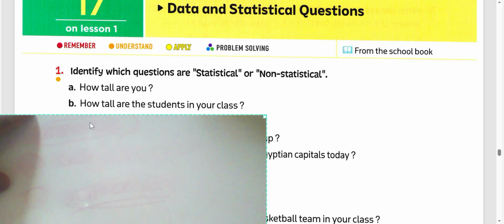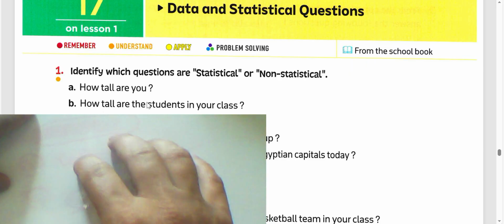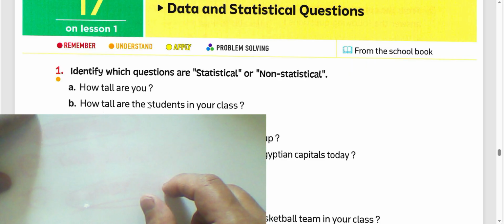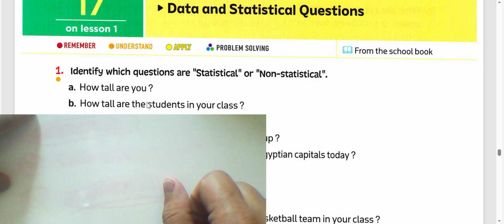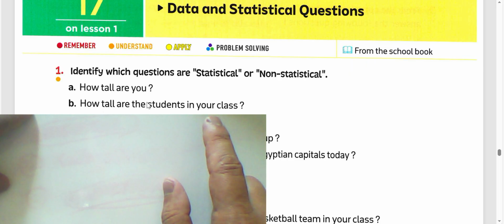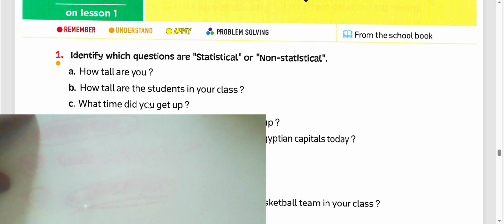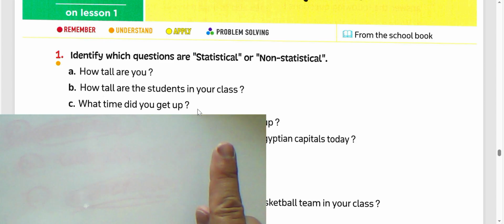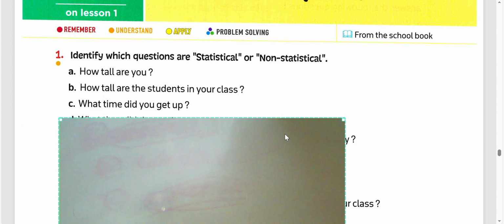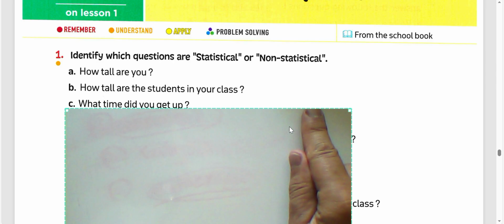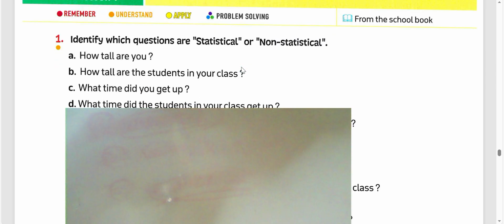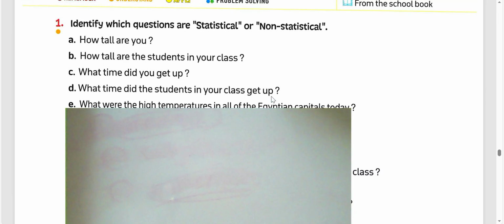Number 2, how tall are the students in your class? They have different answers. Different answers, it will be a statistical question. Next question, what time did you get up? We have one exact answer, it will be non-statistical. Then we must write non-statistical here. Next question. What time did the students in your class get up? Different answers. It will be a statistical question.